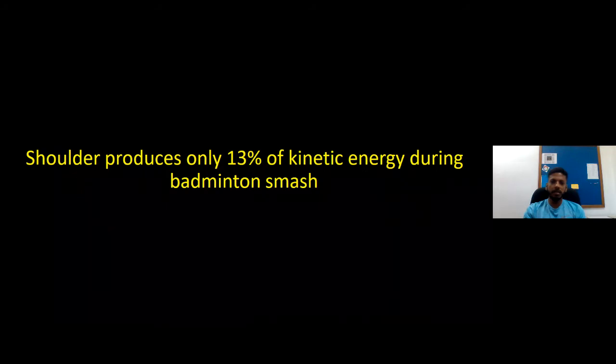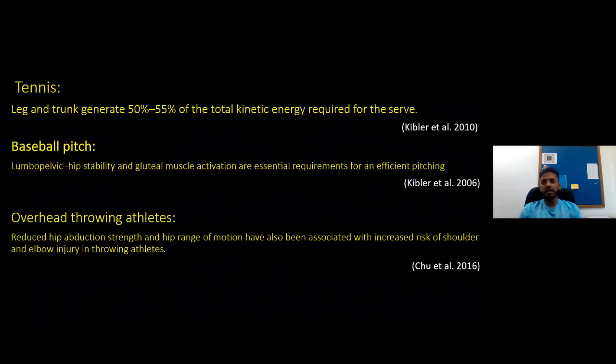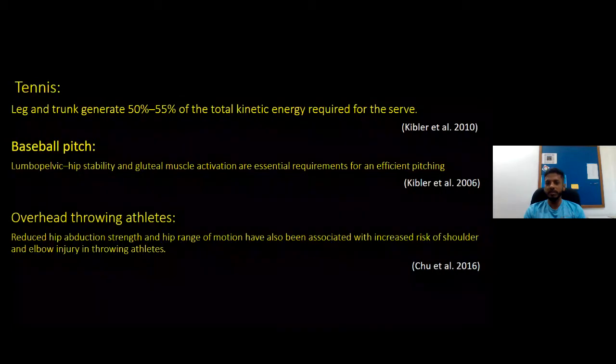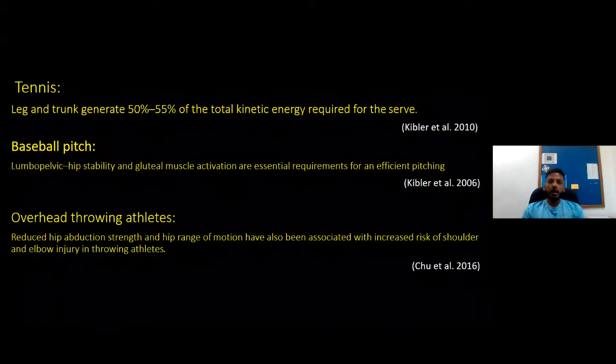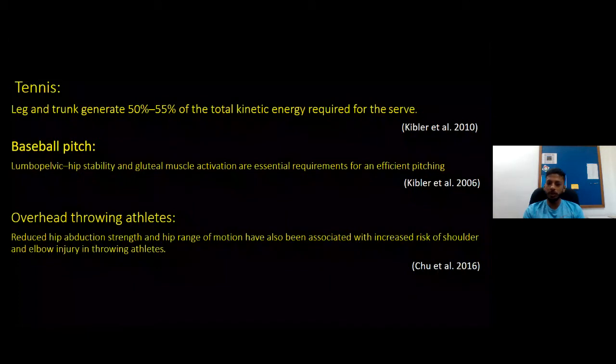So the remaining 87%, where does it come from? There are a few studies which say that in tennis, the leg and trunk generate almost 50 to 55% of the total kinetic energy required for the serve. So if you want to serve properly, you have to generate almost 50% of your total kinetic energy from the lower limb. In baseball pitching, lumbopelvic hip stability and gluteal muscle activation are very important for efficient pitching. Another study says that in overthrowing athletes, reduced hip abductor strength and hip range of motion may be associated with an increased risk of shoulder and elbow injury.